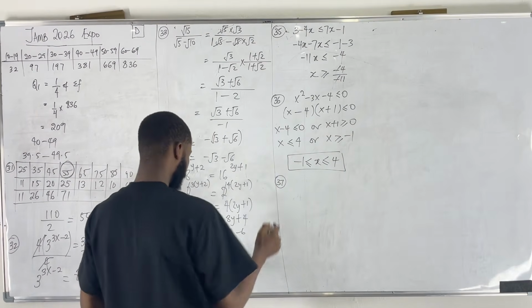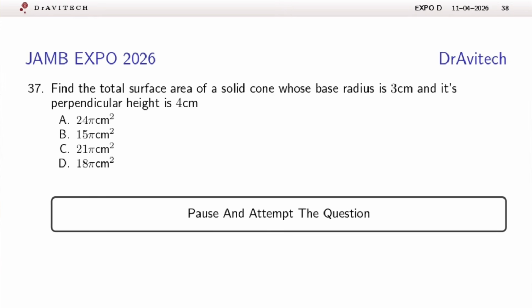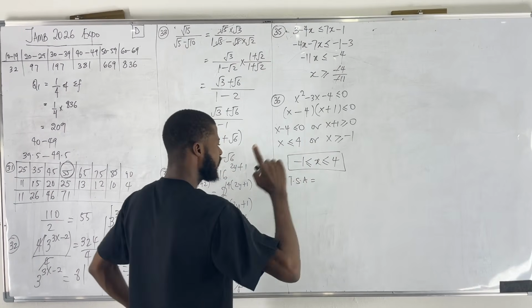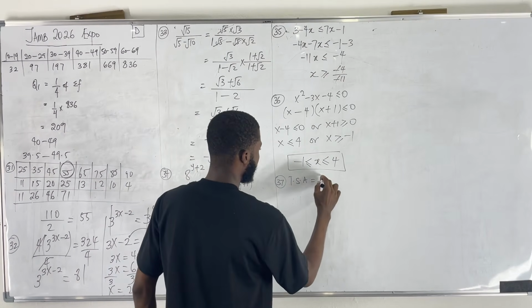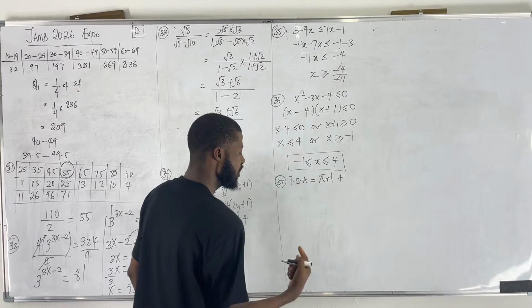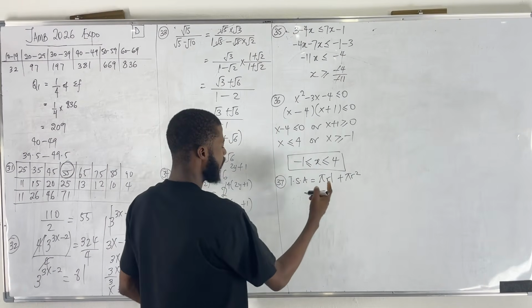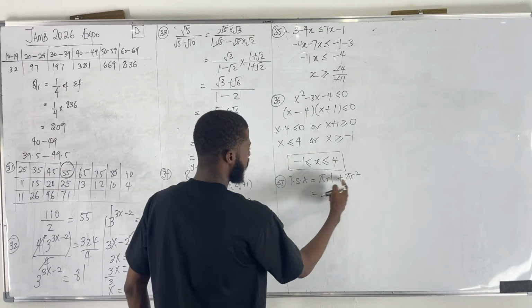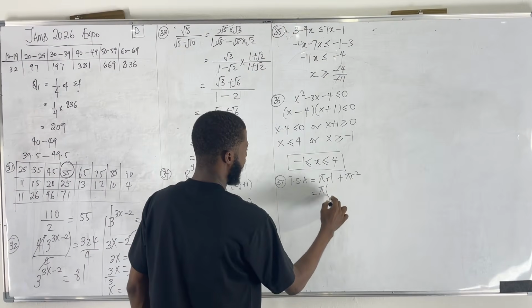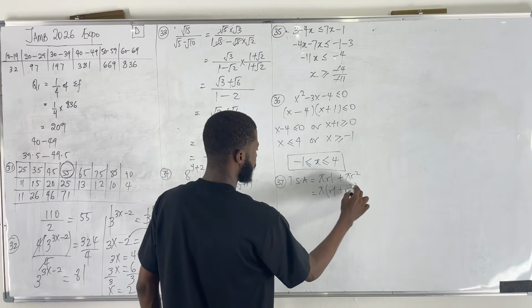Number 37 says, find the total surface area of a solid cone whose base radius is 3 cm and its perpendicular height is 4 cm. So first of all, total surface area of a cone. A cone would have a curved surface first. That curved surface area is pi r L. Then the base of the cone is always a circle, so plus pi r squared. If you notice, the answer is in terms of pi, so let's factorize out pi. This will be pi brackets r L plus r squared.